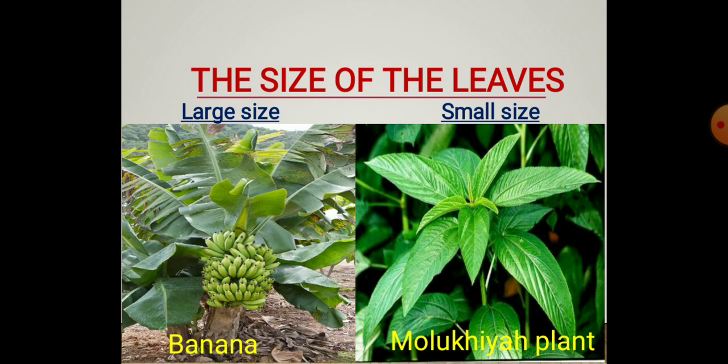After that, we are going to talk about the size of leaves. Plants carry large-sized leaves and plants carry small-sized leaves. First, plants carry large-sized leaves. Example, banana plant. And about the plants that carry small-sized leaves, such as molokhia plant. Perfect.